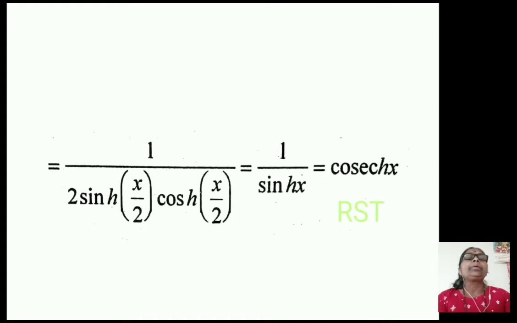So after simplifying, we get dy by dx equal to 1 upon 2 sinh x by 2 into cosh x by 2. But 2 sin theta cos theta is sin 2 theta. Since here x by 2 terms come, we get dy by dx equal to 1 upon sinh x. 1 upon sinh is cosech, so that finally dy by dx equal to cosech x.